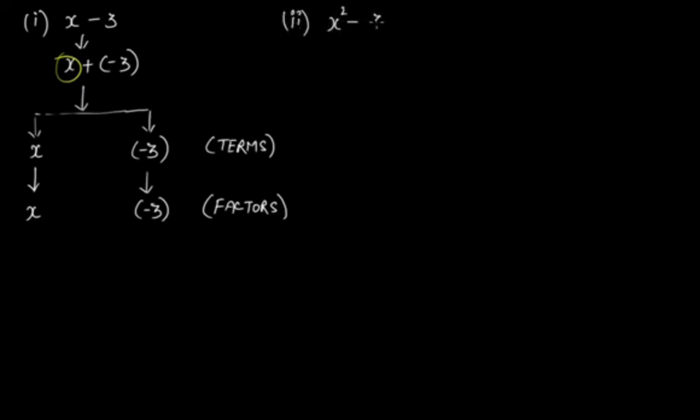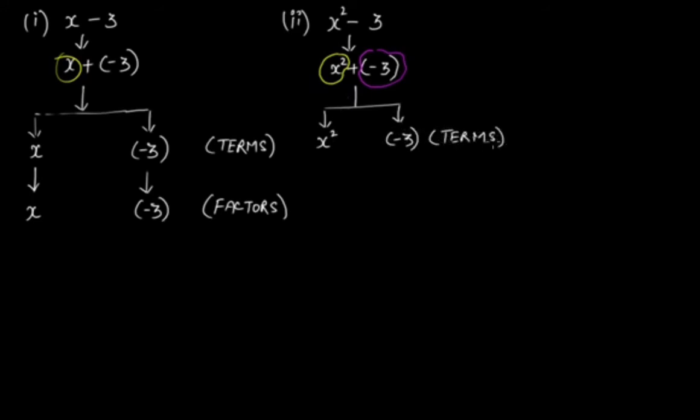X square minus 3. Think of this as x square plus minus 3. One term is x square, another term is minus 3. If you write this as, this is one term x square, this is another term minus 3. So these are the two terms of the algebraic expression x square minus 3.